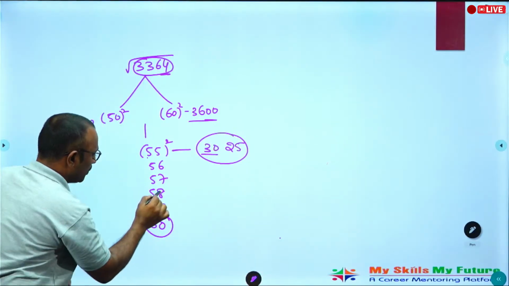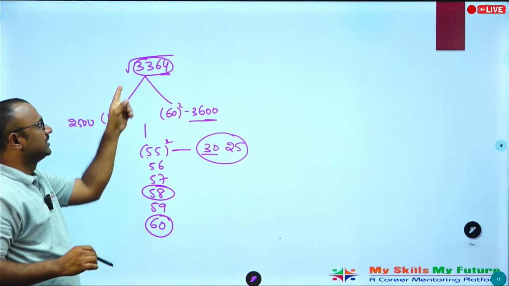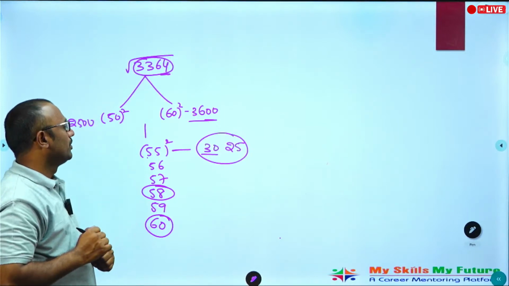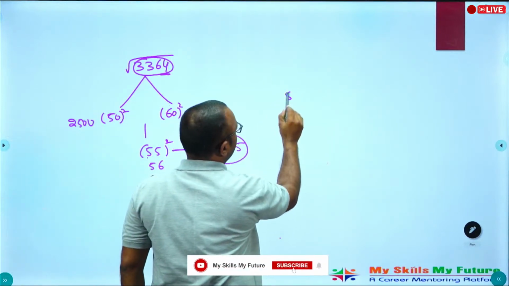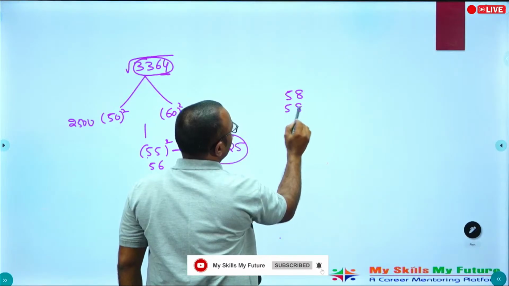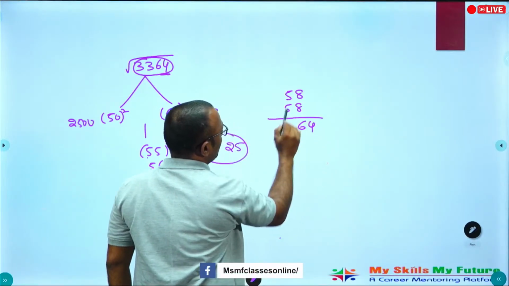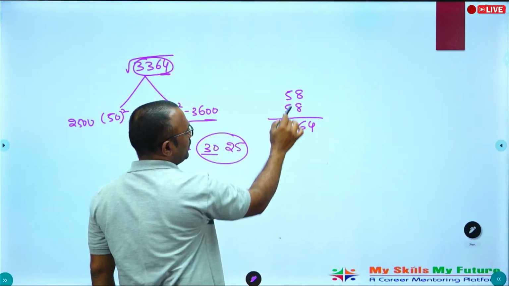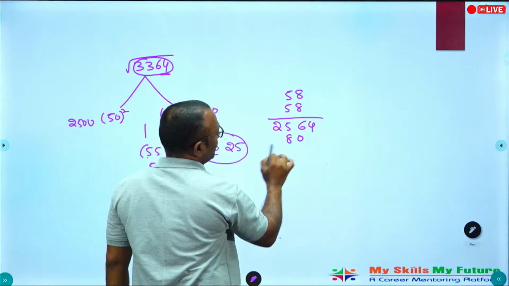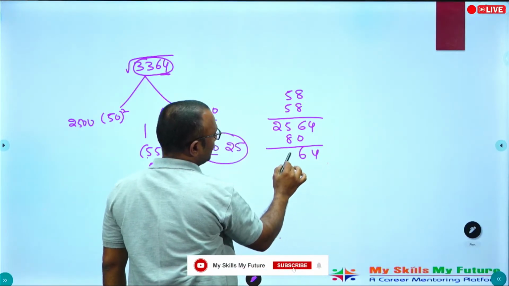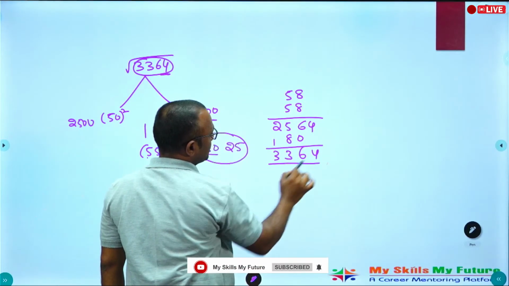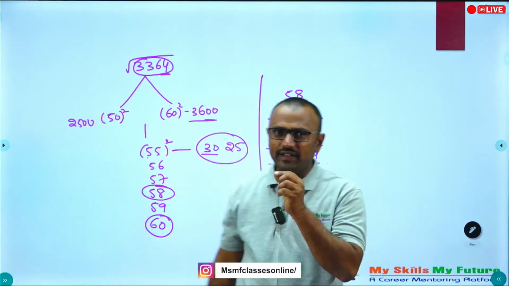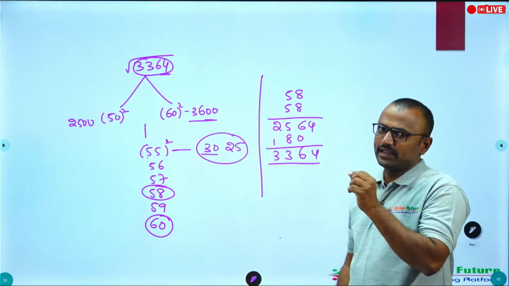So 58 square is nothing but root 3364. See here, 58 square: 8 8s are 64, 5 5s are 25, 5 8s are 40, 40 plus 40 is 80, and 4 8s, giving 3364. Are you getting it? By seeing one more example you can easily crack the shortcut technique.